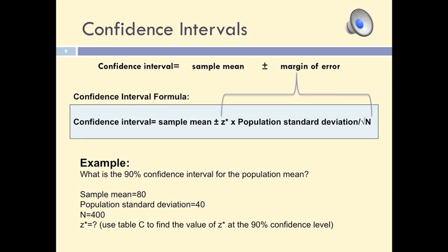Using this formula, try to compute a confidence interval for the same population mean with a confidence level of 90%. To do this, you must find the value of z star for this confidence level using Table C in your textbook.